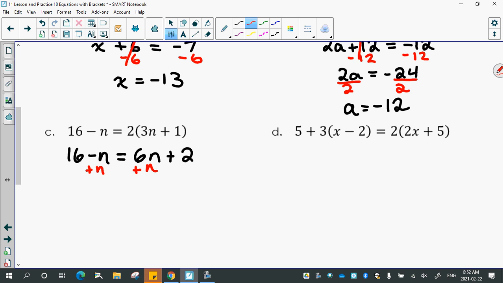So there's my zero pair. Negative 1n plus 1n is 0. So I'm left with 16. And then 6n plus 1n is 7n. You've got to look at that as a 1n, so 7n.